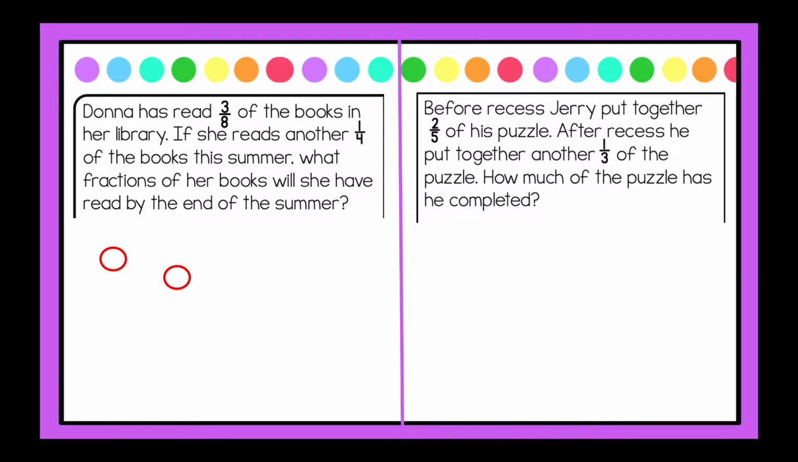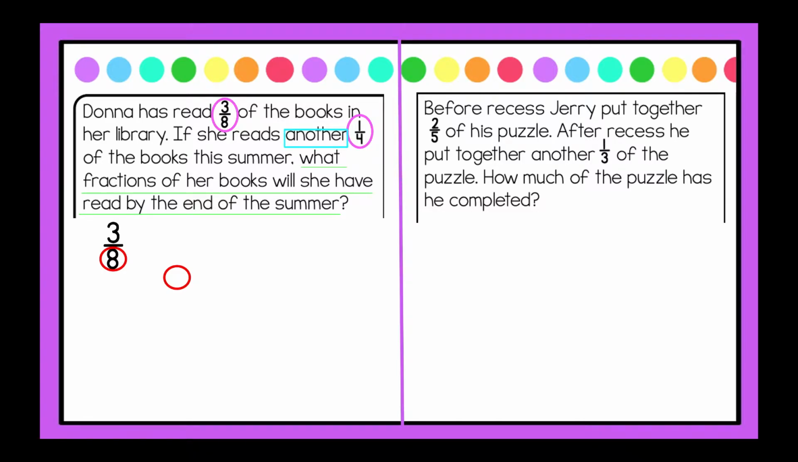First, circling the numbers. So there's 3/8 and 1/4. Then underlining the question. The actual question here is, what fraction of the books will she have read at the end of the summertime? Then next we have boxing in the keywords. I chose another because that means she's adding something to her original amount.